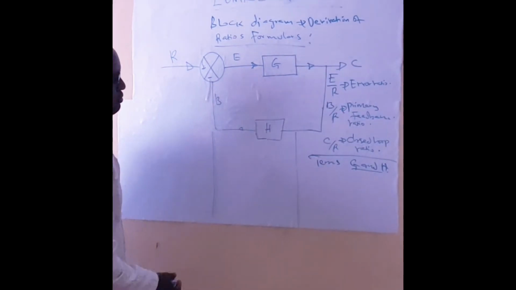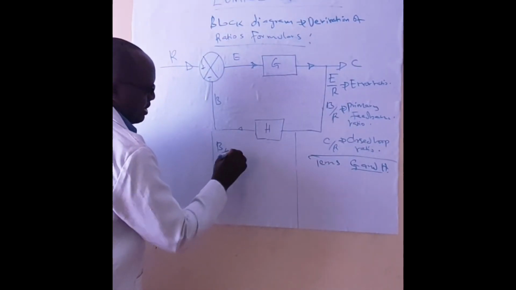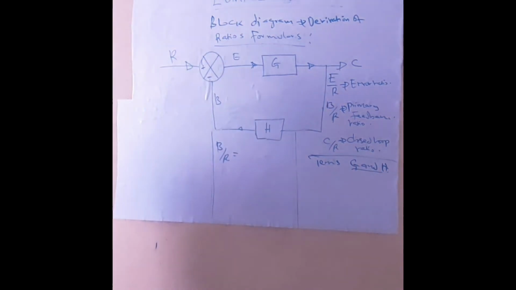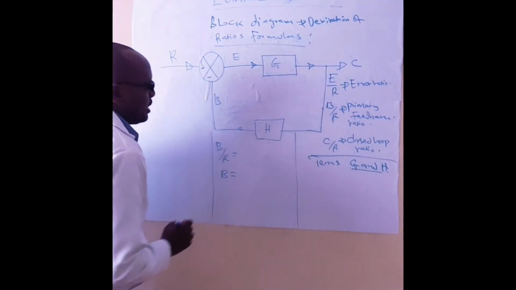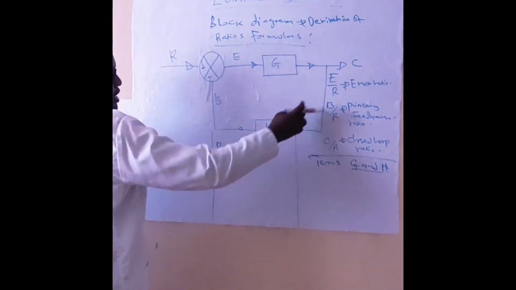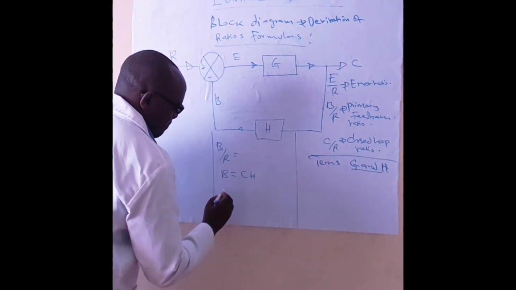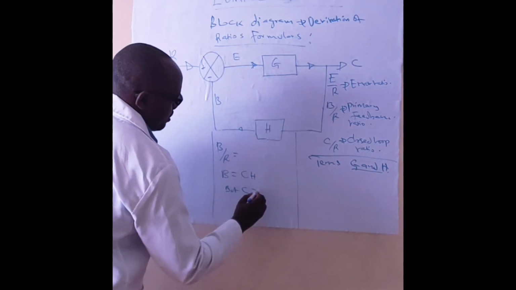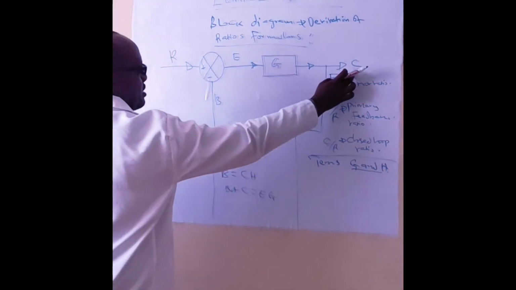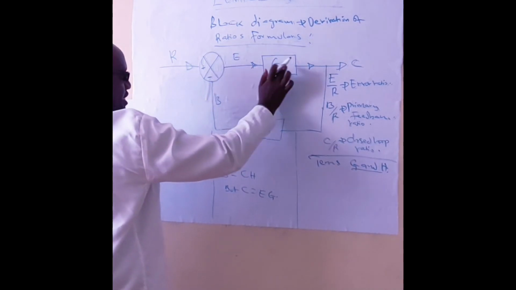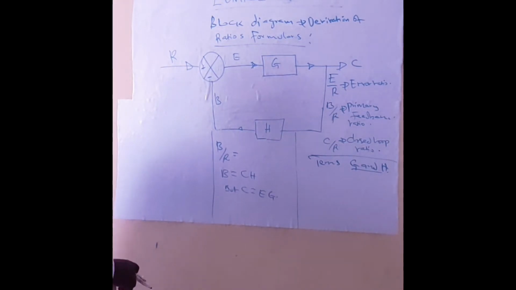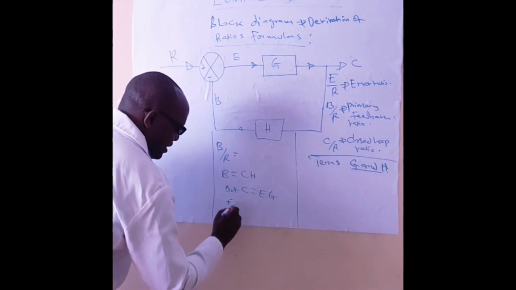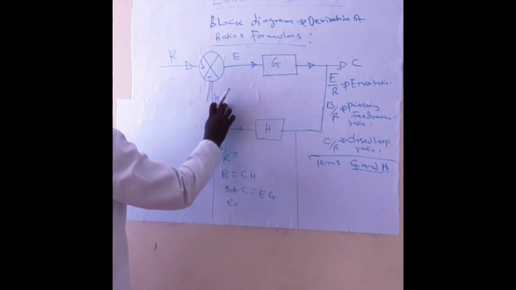So the primary feedback, from the first expression, we use also the same technique. We start from the numerator, which is B, and then B is gotten from CH, so CH, but C is equal to EG. C is the product of E and G. But again, E is equal to this plus this or minus that. So R plus or minus P.